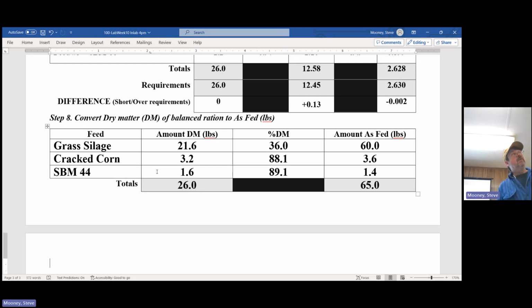This is the dry cow version. We'll use the same thing probably next week for lactating rations.